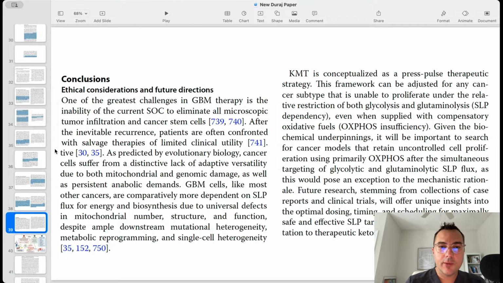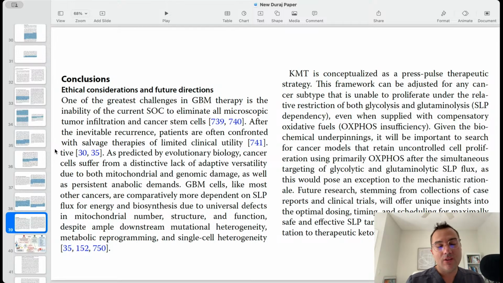Given the biochemical underpinnings, it will be important to search for cancer models that retain uncontrolled cell proliferation using primarily OXPHOS after the simultaneous targeting of glycolytic and glutaminolytic SLP flux, as that would pose an exception to the mechanistic rationale. So that's a lot of words to say.